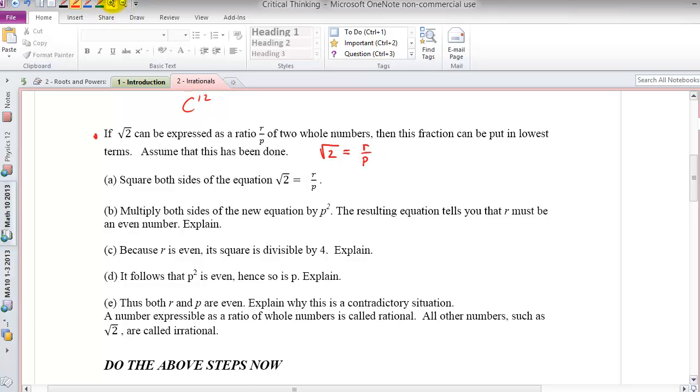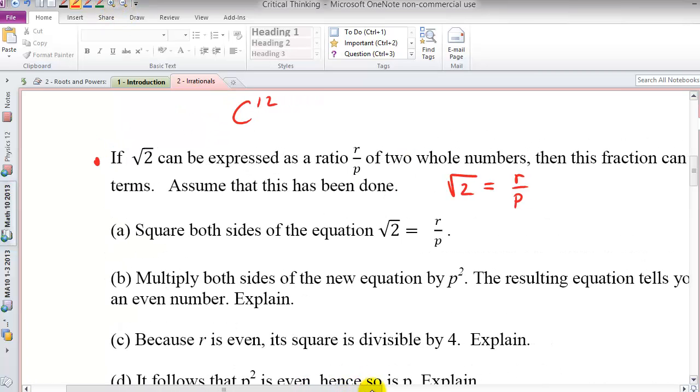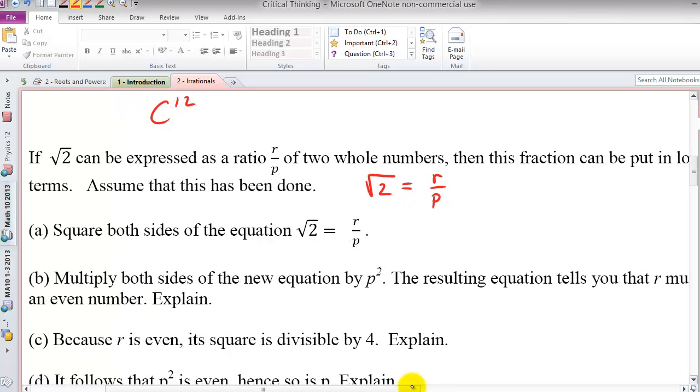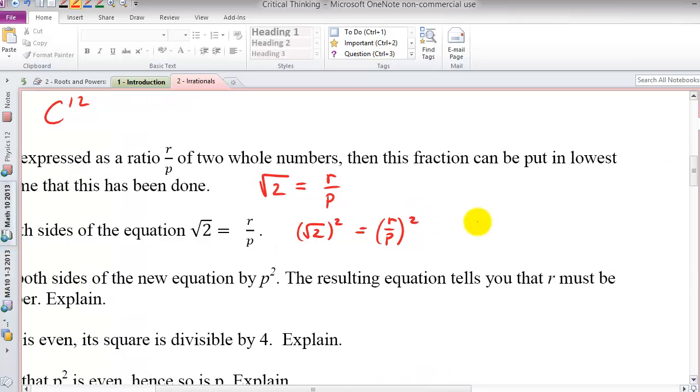Next, you are asked to square both sides of that equation. So that's the square root of 2 squared equals r over p squared, and that gives 2 equals r squared over p squared. Fine, no problem.